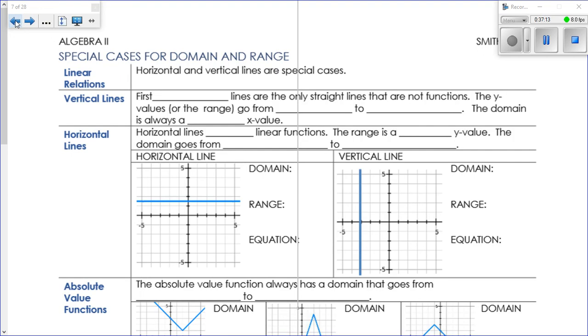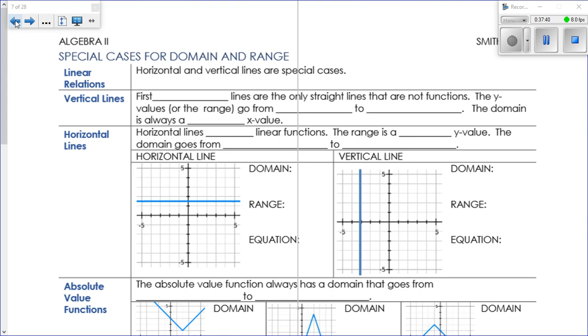The next part, the last part of this, is the special cases for domain and range. These special cases talk about vertical and horizontal lines. So first of all, linear relations. Horizontal and vertical lines are special cases. They are not functions because vertical lines aren't functions, but they're special cases. So we have to be careful and cautious.